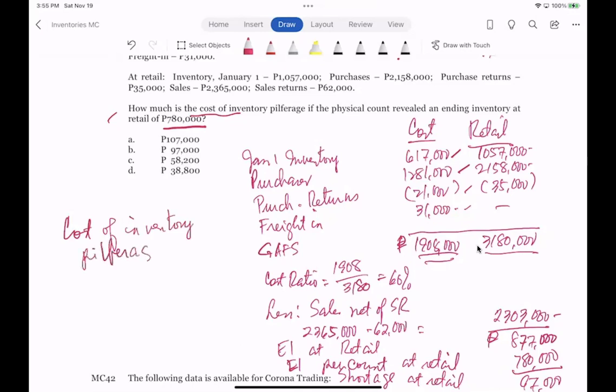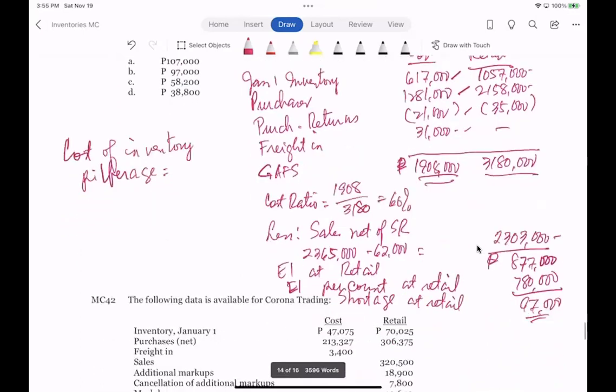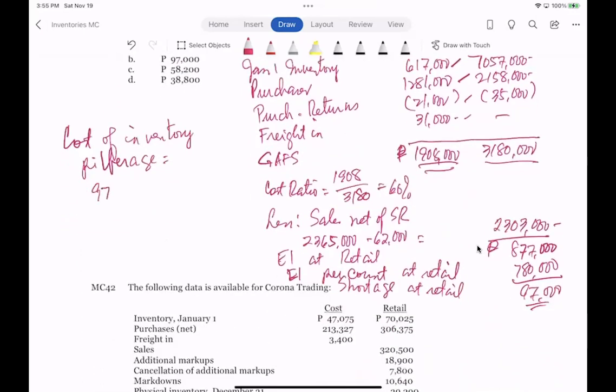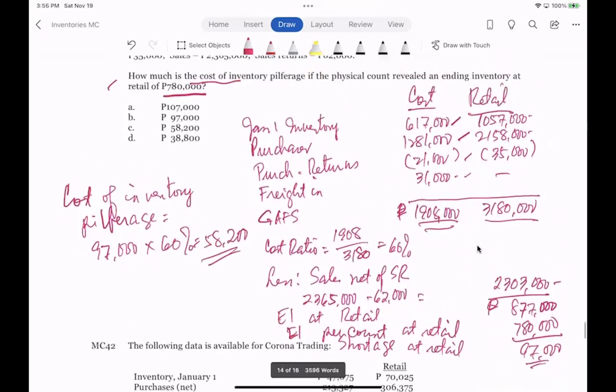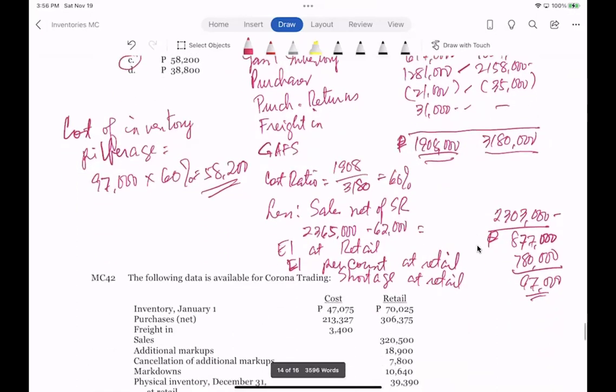Pilferage is theft. So apply the cost ratio. So that's 97,000 times 60%, which is 58,200, which is letter C. Be careful. Determine whether the pilferage is stated at retail or is stated at cost. Here, what is being asked is the cost of inventory pilferage.